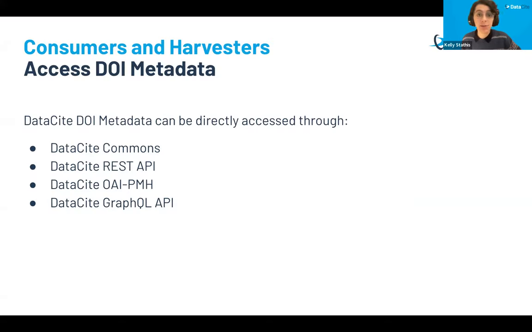There are several ways to directly access DataCite DOI metadata or the DataCite metadata store. We have DataCite Commons, which is our discovery interface. The DataCite REST API. We have an OAI-PMH feed, which is used by harvesters. And we also have a GraphQL API.